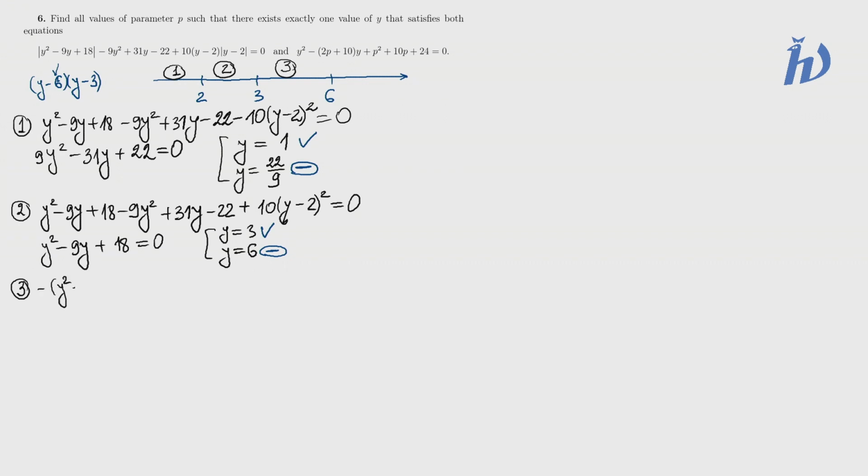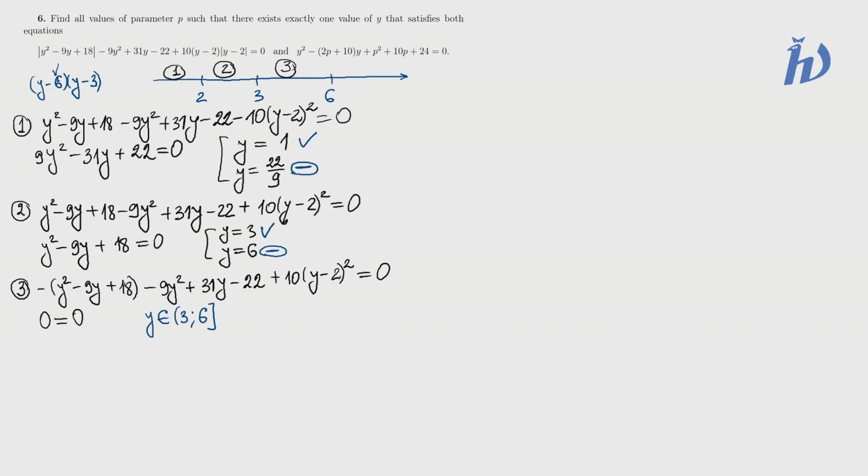Thus we have minus y squared minus 9y plus 18 minus 9y squared plus 31y minus 22 and plus 10 times y minus 2 squared. And it has to be 0. Expanding and combining like terms in this equation, we'll see that it yields 0 equals 0, and it means that all values of y on this interval are roots of our equation. So we have that y belongs from 3. 3 is excluded right now, for we have considered it in the previous interval. So from 3 to 6, and nobody prevents us from including 6 into it.